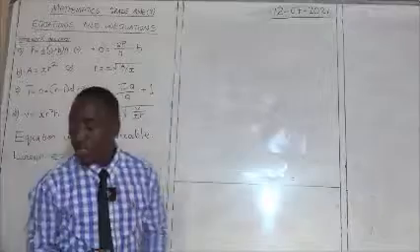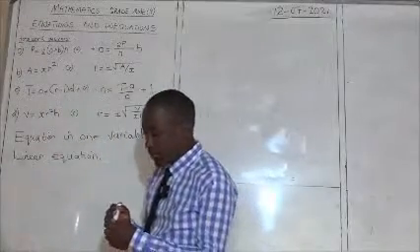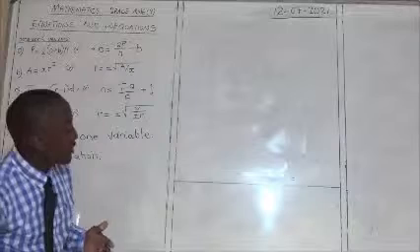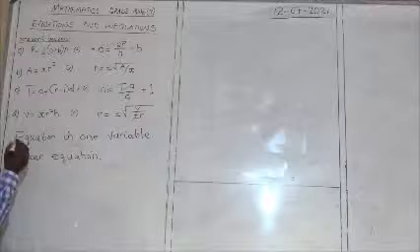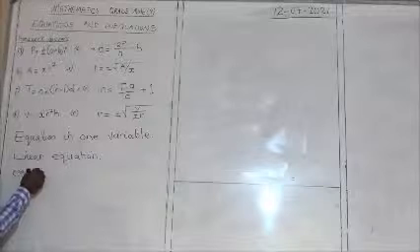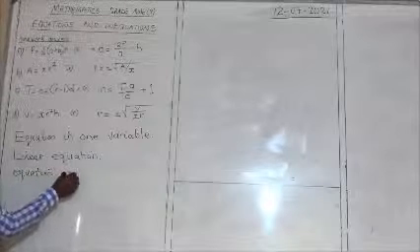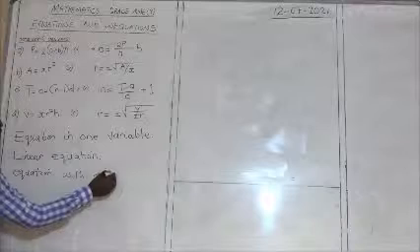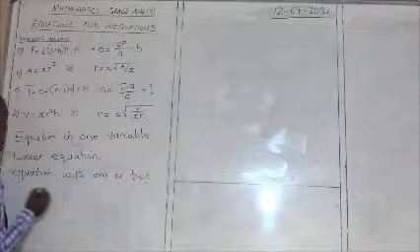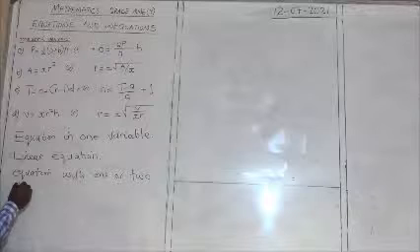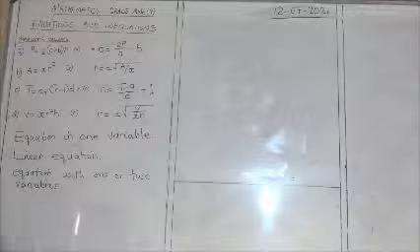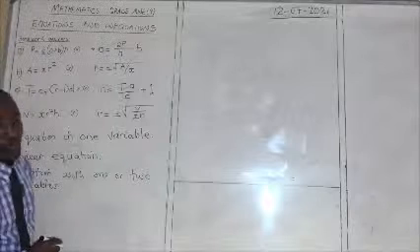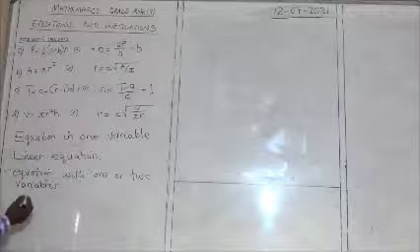Okay, so before we start discussing in detail what linear equations are, we should first define what we mean by linear equations. So for linear equations, we are simply talking about equations with one or two variables. So linear equations, these are equations with one or two variables. Okay, so here we can give an example.